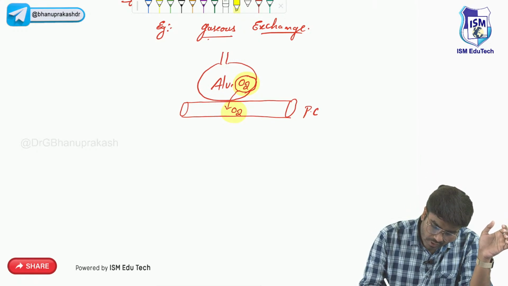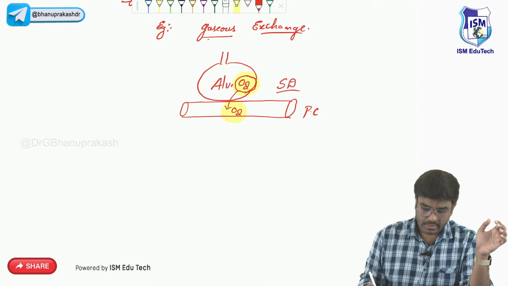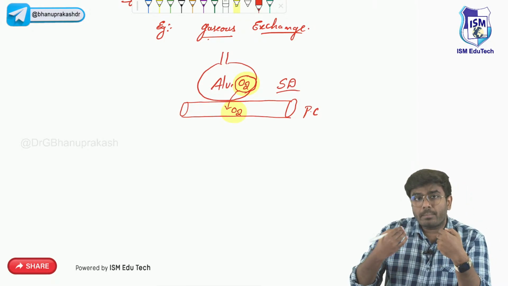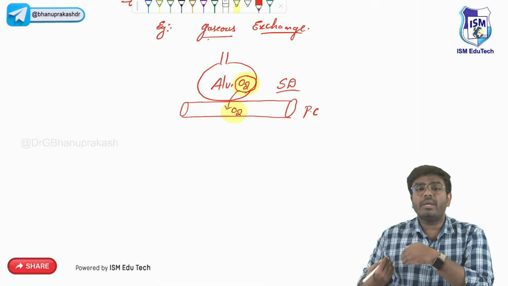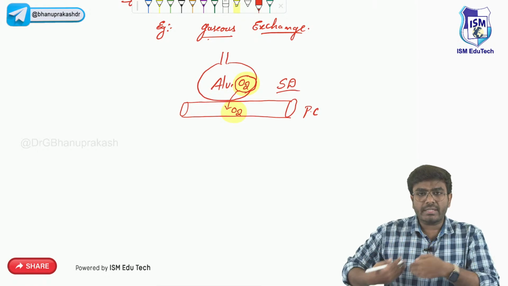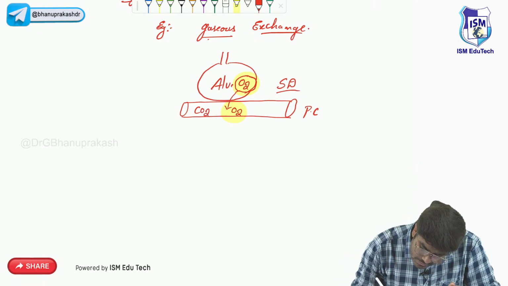So such a type of transport is called simple diffusion. Now, at the same time, the blood which is coming to your lungs for the purpose of oxygenation is deoxygenated blood, right? Deoxygenated blood is coming to your lungs. Deoxygenated blood contains carbon dioxide.